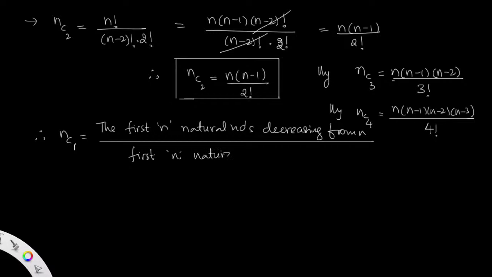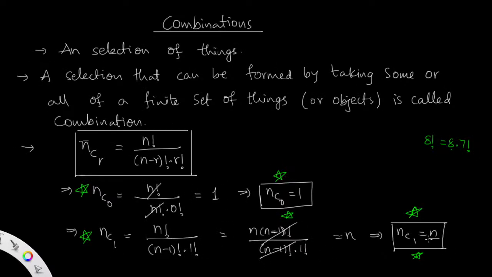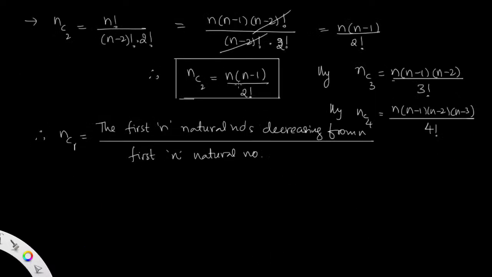First n natural numbers. That means nC2 is starting with n, writing up to 2 terms, divided by 2 factorial. Similarly, nC1 is n, writing up to 1 term, divided by 1 factorial, which is obviously 1, so the value is n. nC0 is obviously 1, but nC2 is n into n minus 1 by 2 factorial. And then the next one is nC3, nothing but n into n minus 1 into n minus 2 by 3 factorial.